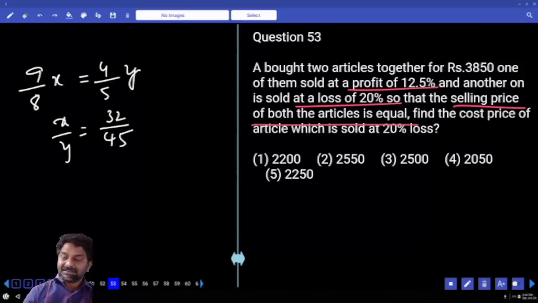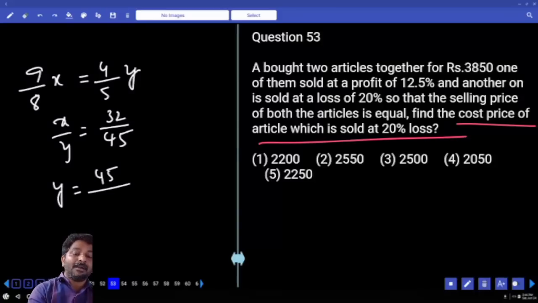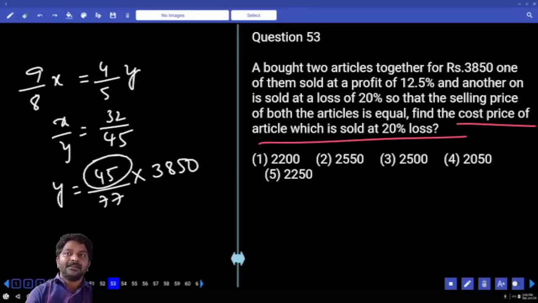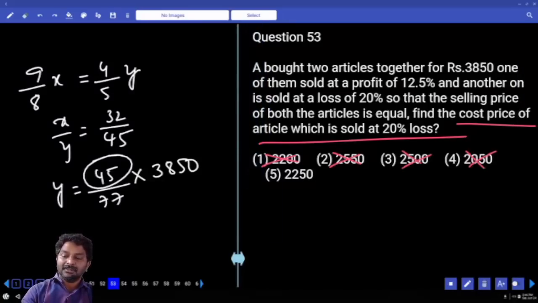And the question is, find the cost price of the article which is sold at 20% loss. Is it x or y? Y. Y is equal to how many parts? 45 parts upon 77 parts among 3850, correct? When you write 45, immediately you should get one point. 9 multiple. In the denominator, do you have 9 multiple? At least 3 multiple. Answer must be, can it be first, second, third, fourth? Then it has to be fifth.